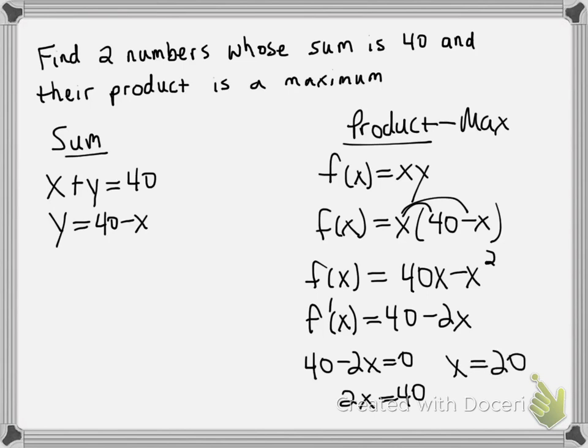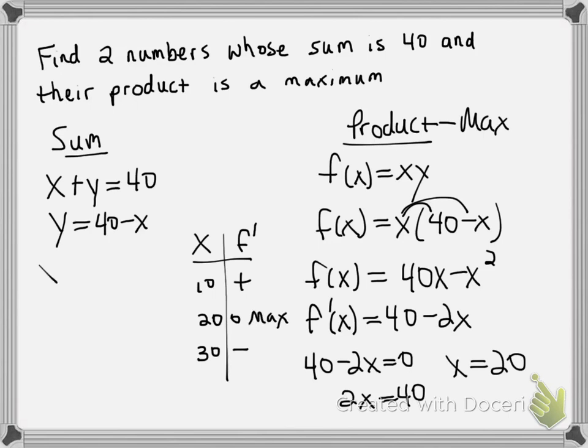Now, the one thing that we always want to do is test that out. We want to make sure. So I know at 20, I get a slope of 0. What happens at 10? What happens at 30? So I'm going to take 10, plug it into my derivative. I'm going to get a positive value. I'm going to take 30, plug it into my derivative, get a negative value. So you can definitely see that 20 does maximize it.